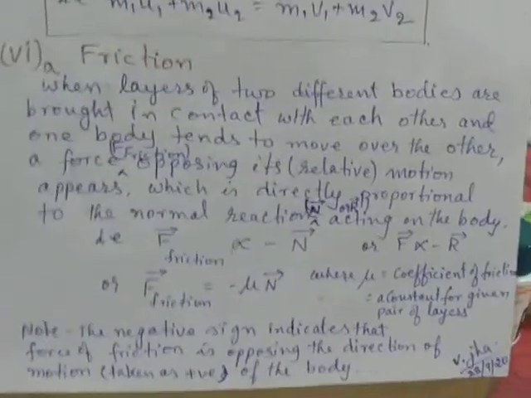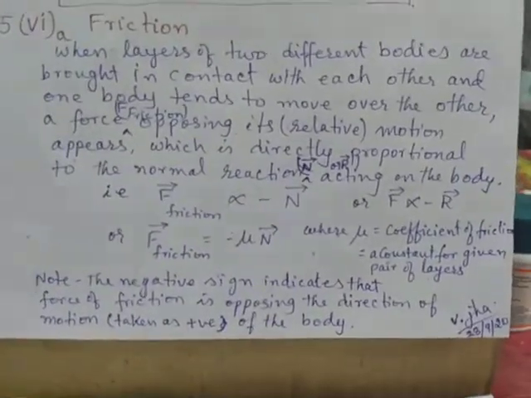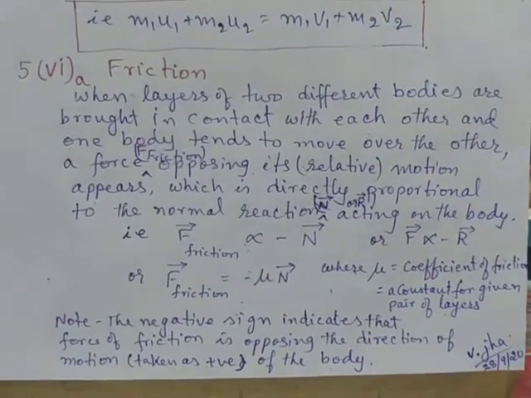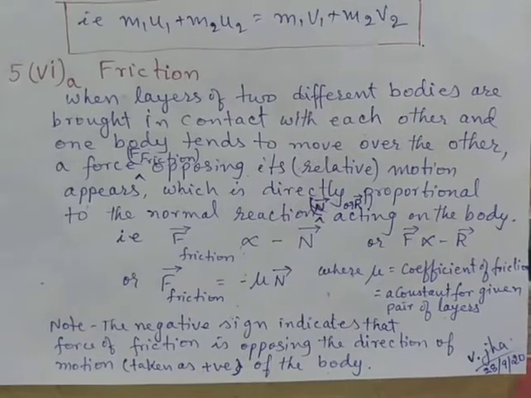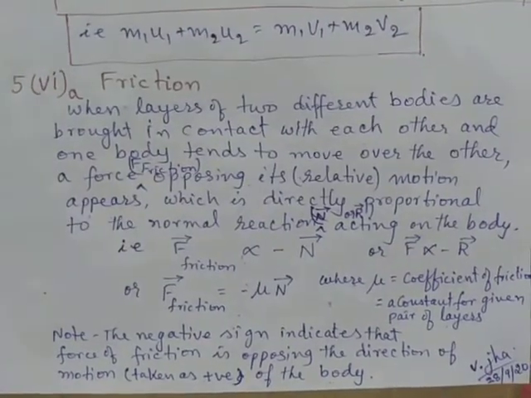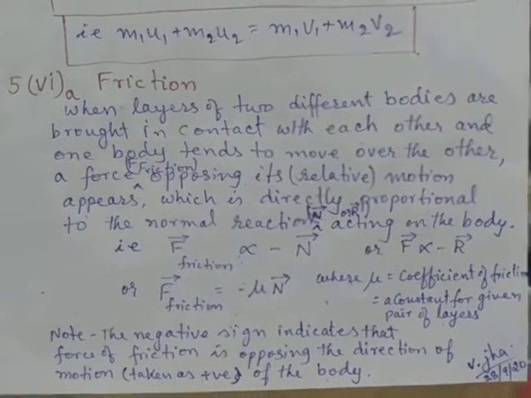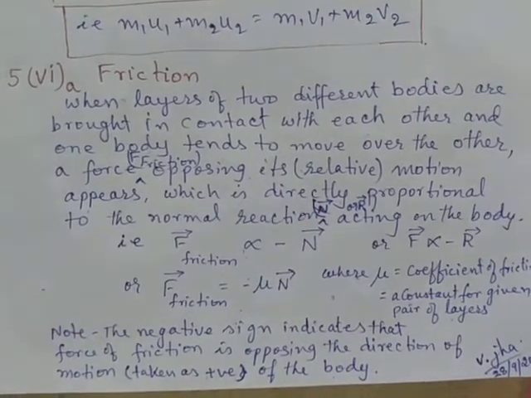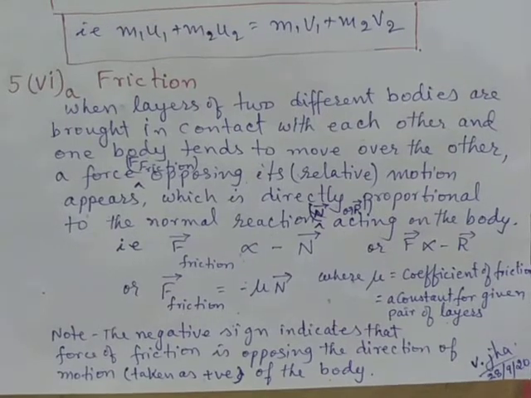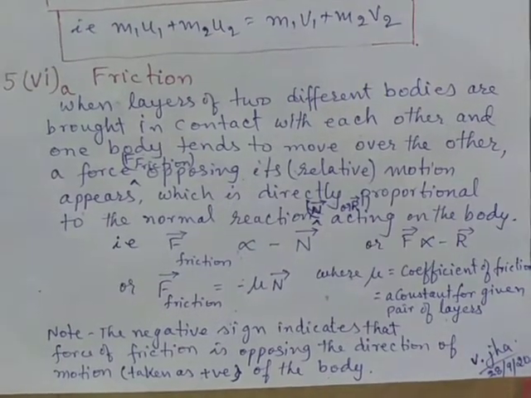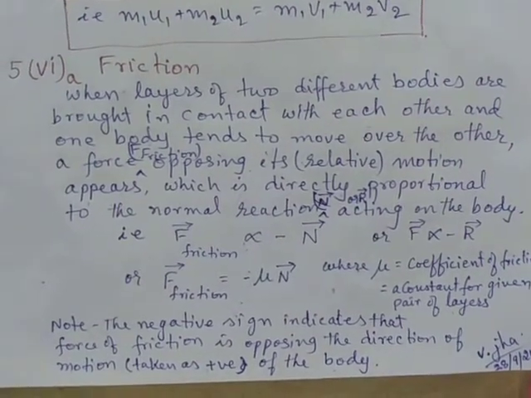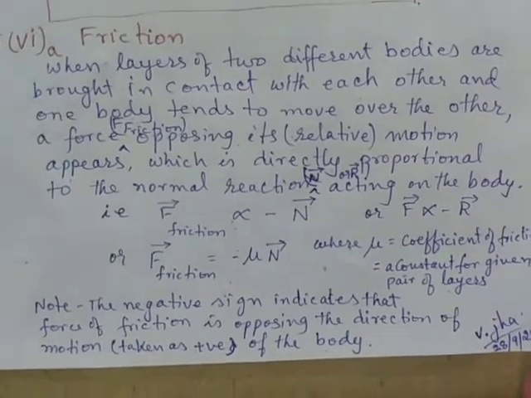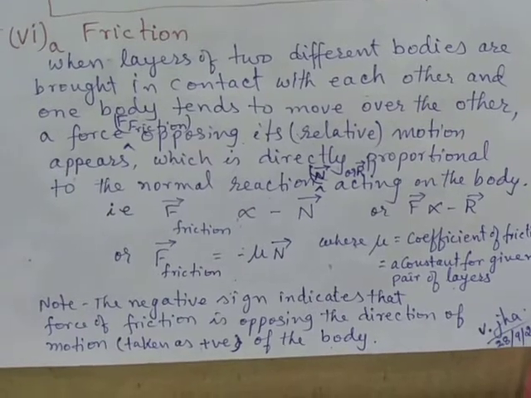So now we move to another term, friction, which is very important in our day-to-day life. This is playing an important role. How do we define friction: when two layers of different bodies are brought in contact with each other, and one body tends to move over the other or really moves over it, then an opposing force appears. This is directly proportional to the normal reaction acting on the body, and this force is known as friction.